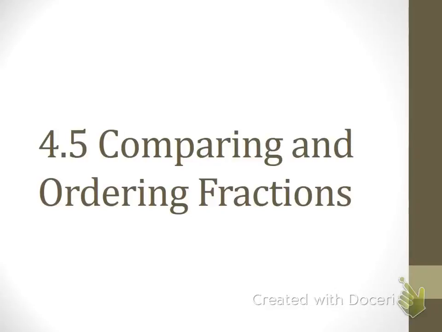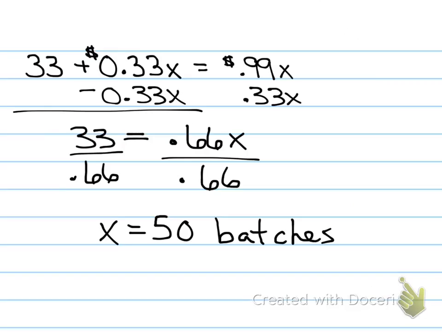Today we're in section 4.5, comparing and ordering fractions. The main thing that you need to know for this lesson is that we can't compare fractions that are not the same size. In order for them to be the same size, they have to have a common denominator. And we find the common denominator by listing the multiples of the denominator until we get to one that's common in both numbers.